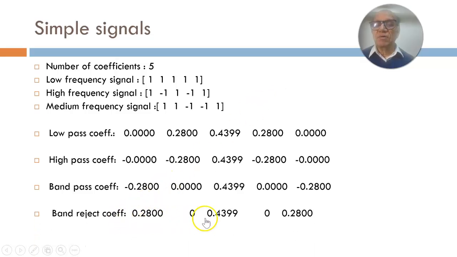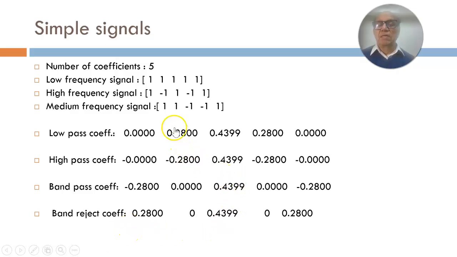Finally, band reject coefficients. These are the band reject coefficients, and you will be able to show that when you carry out the sum of the products for various frequency signals, here you will get a high value for low frequency. For medium, you will get a low value, and for high, again you will get a high value. So it will reject the medium frequency signal. That's why it is called a band reject filter.